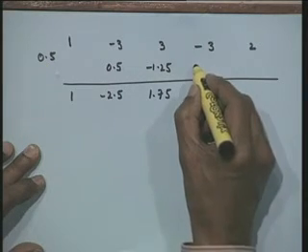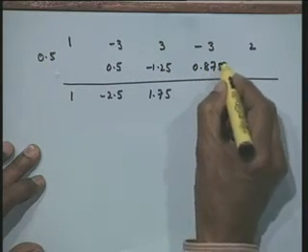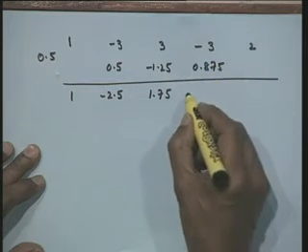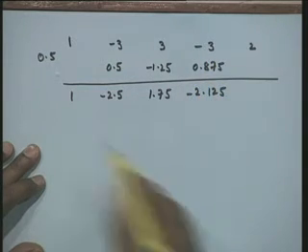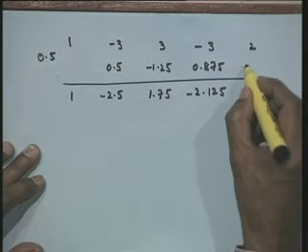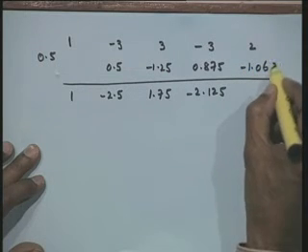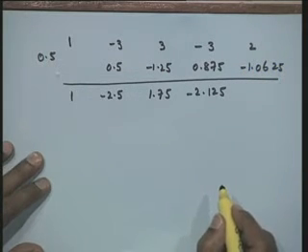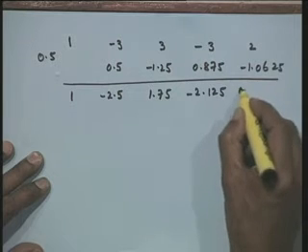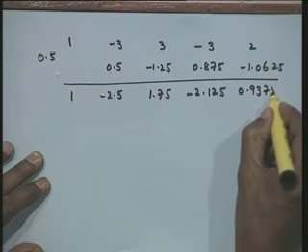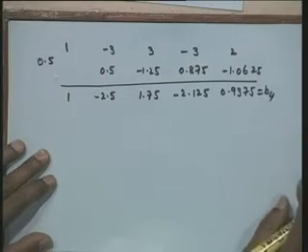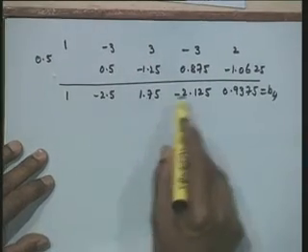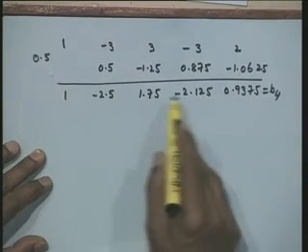0.5 into this is 0.875, add the 2, 2.125, add this 2, now multiply by 0.5, that is minus 1.0625, add up, I will get here 0.9375 and that is equal to B4. B naught, B1, B2, B3, B4, this is B naught, B1, B2, B3, B4.